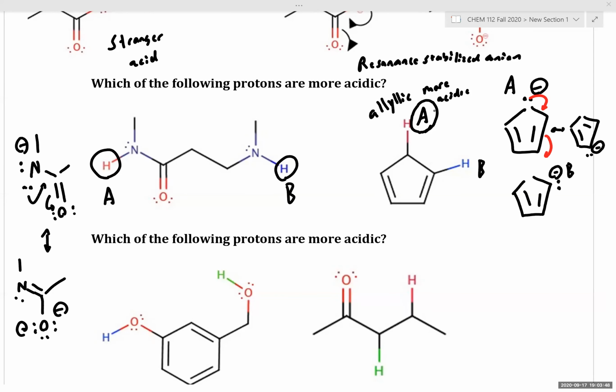If we deprotonate, if we break this carbon-hydrogen bond and generate an anion from proton A, we'll in turn generate an anion that can be delocalized and stabilized via resonance. As a result, A is a more stable anion, and as a result, proton A is more acidic. Does that make sense to everyone? Is everyone comfortable with this idea?